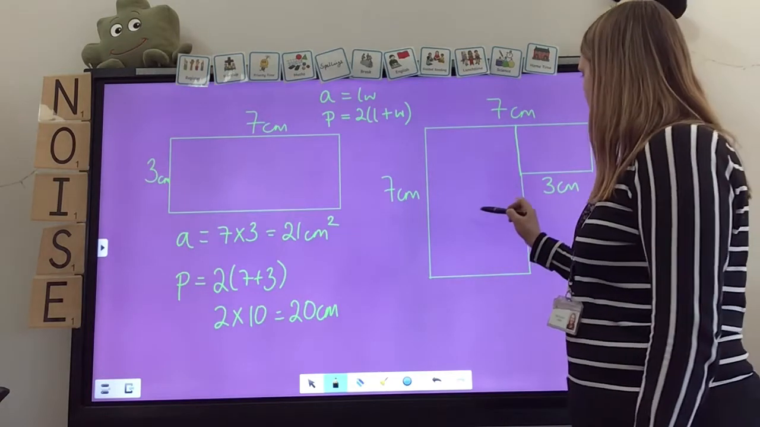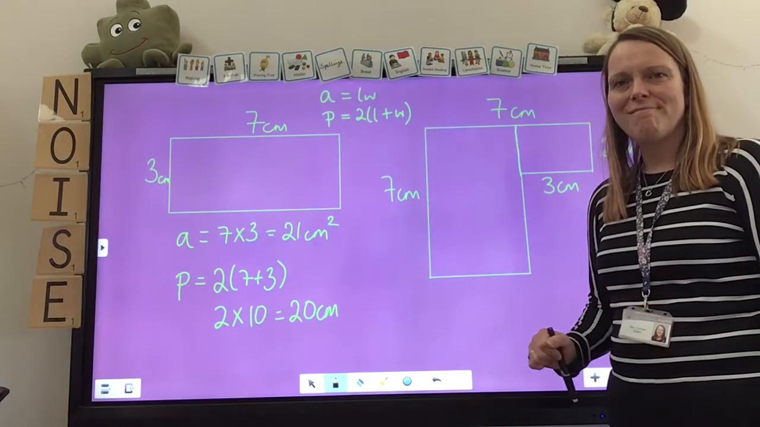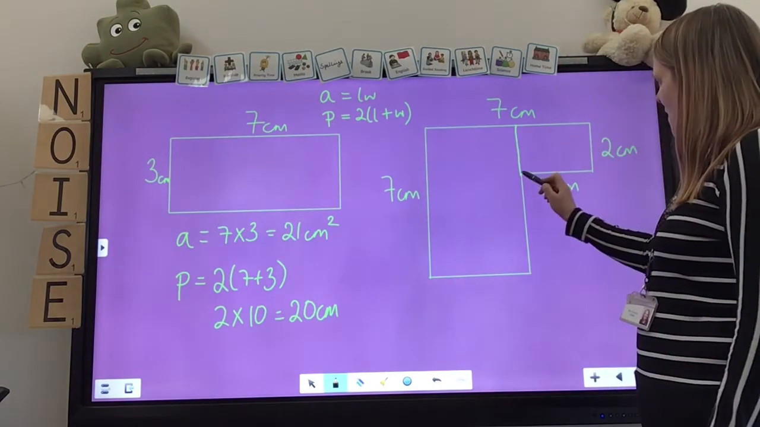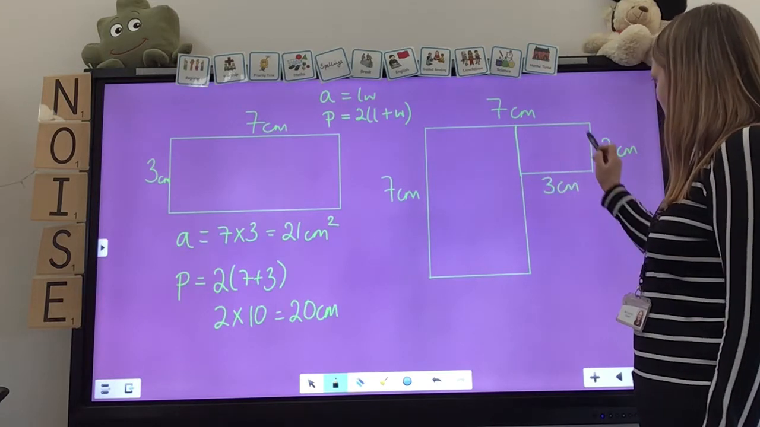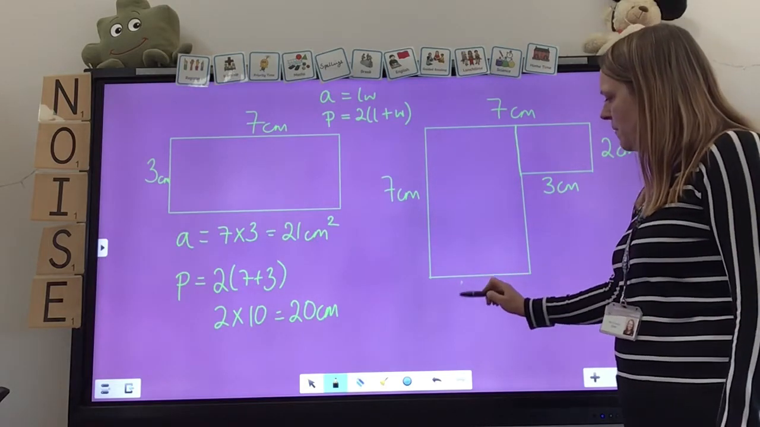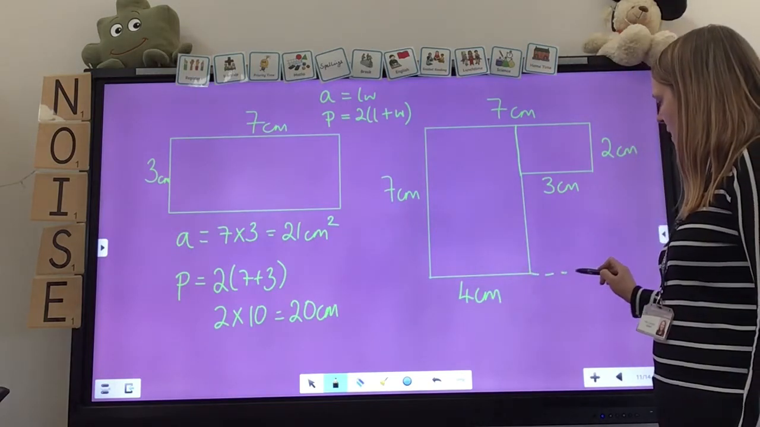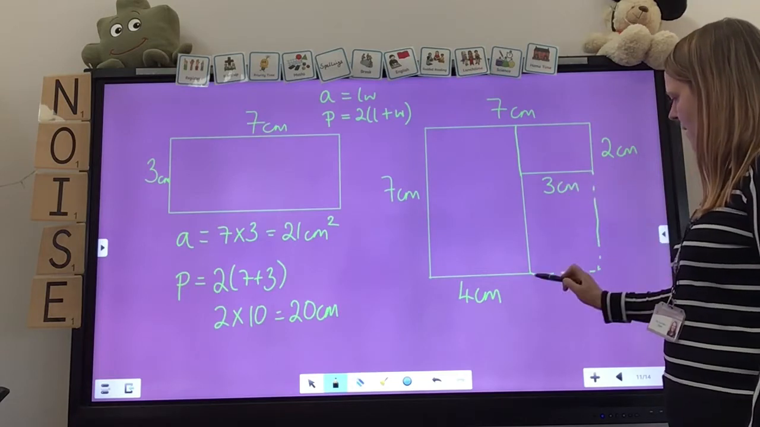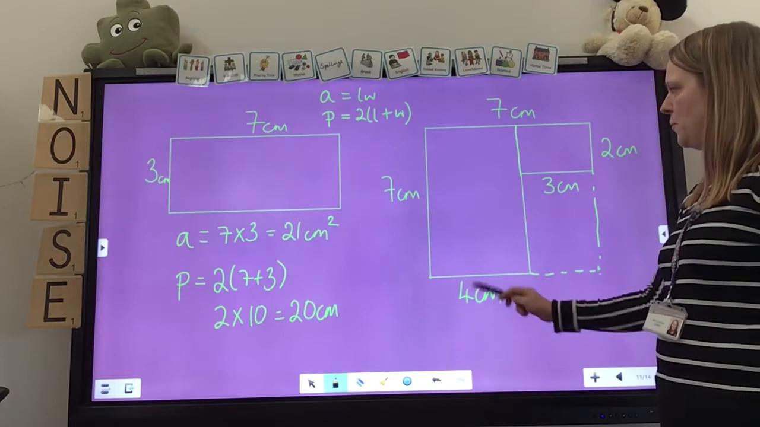And I have, oh, this is the tricky one. I don't know what the length of that side is. But I know that that is 7, and I know that that bit there is 3. So the rest of it, that's opposite to here, must be 4 centimetres. So you imagine I draw an imaginary line here. That's 3, that must be 3, and the whole thing is 7, so that bit there must be 4.